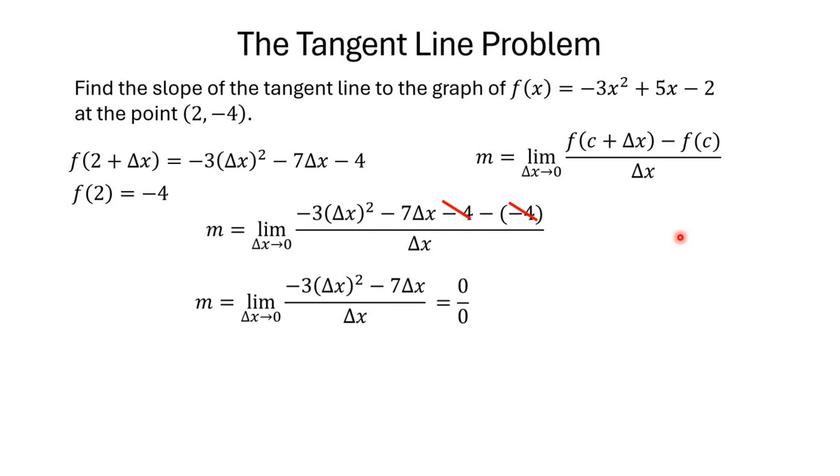That's equal to 0 over 0. That's an indeterminate form. Whenever I get this indeterminate form, I know I'm either going to have to factor and cancel, I'm going to have to rationalize, or I'm going to have to simplify the complex rational expression.